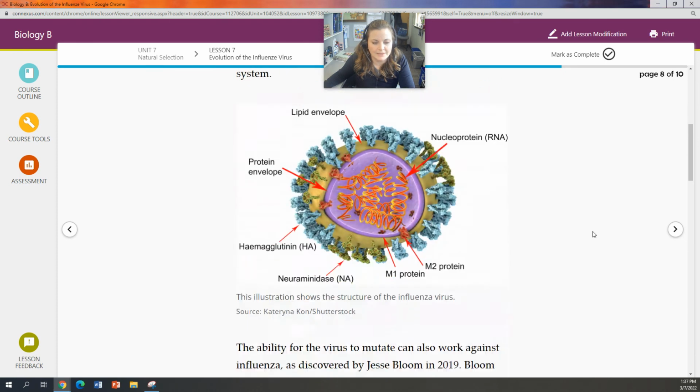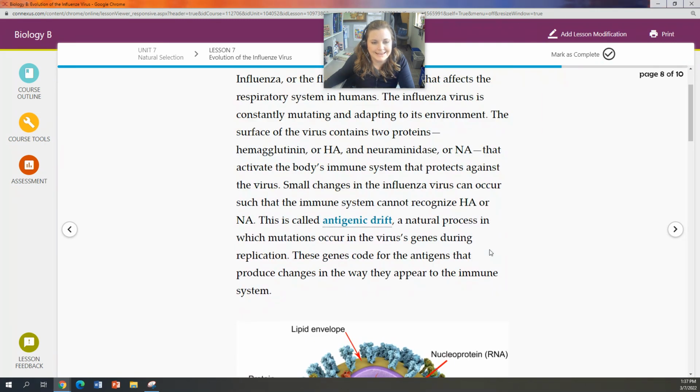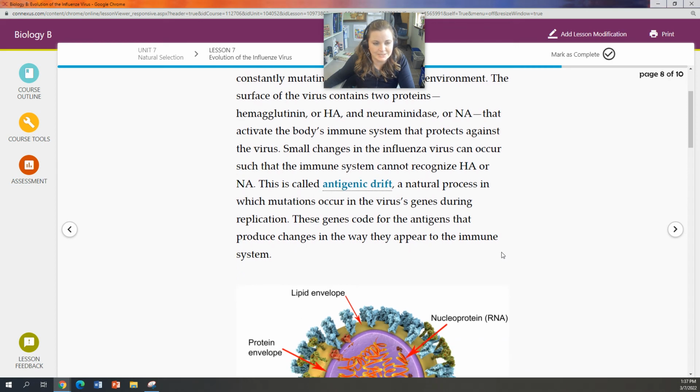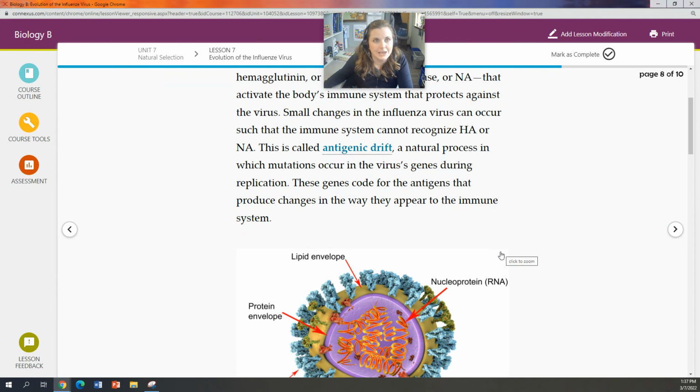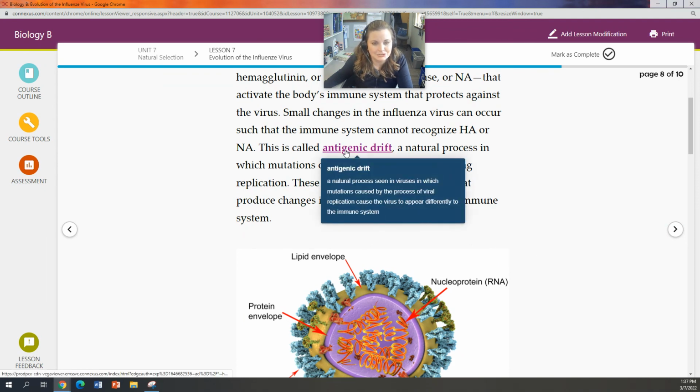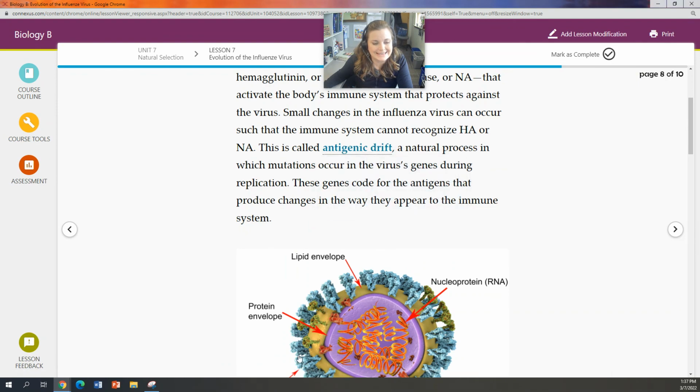This is again where you've got the influenza, which displays these two different proteins. They're called antigens. That's what that is. And as they mutate and change, they are slightly different from one generation to the next. And over time, they become different enough that your immune system can't recognize them. That's called antigenic drift because the antigens are what's changing, right?